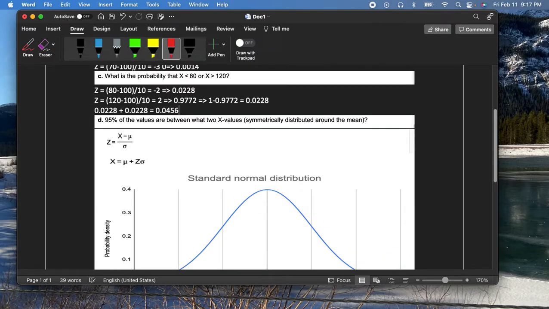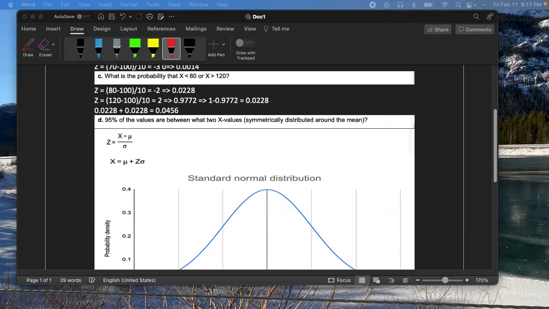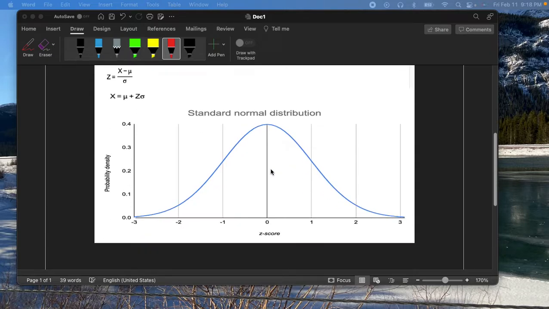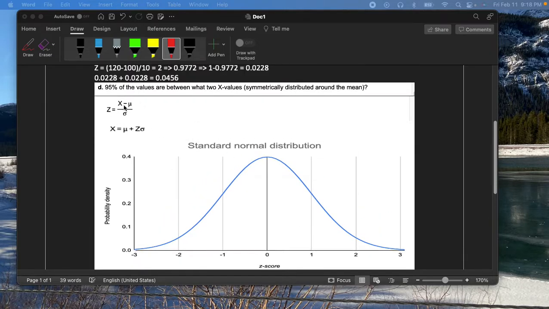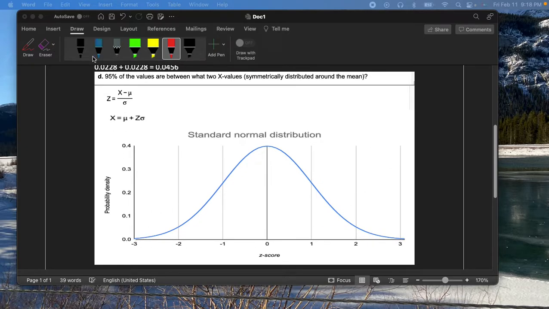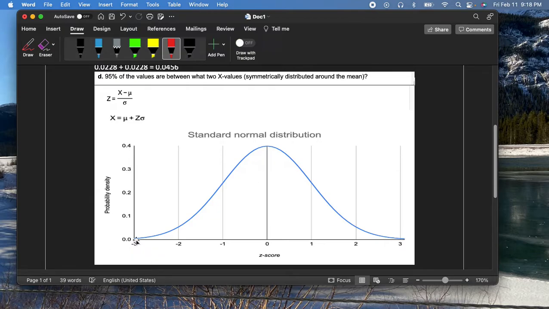All right, let's move on to the last one. The last one says, 95% of the values are between what two X values? Okay, so let's think about this for a minute. 95% of the values are between what two X values. Okay, so what do we know? We know that from here to here equals 1.